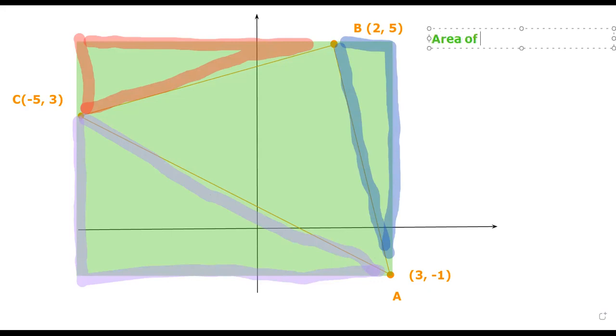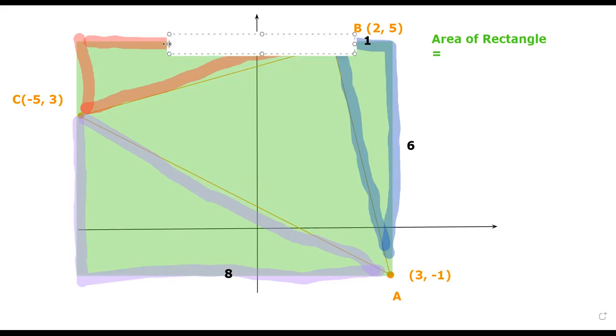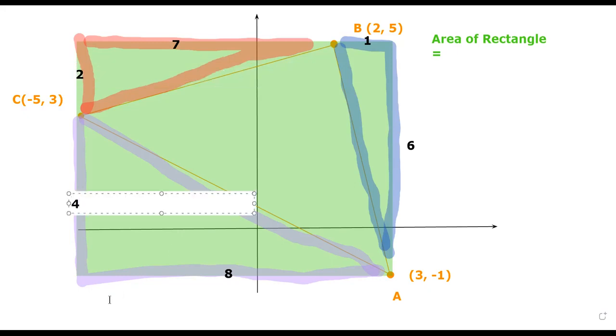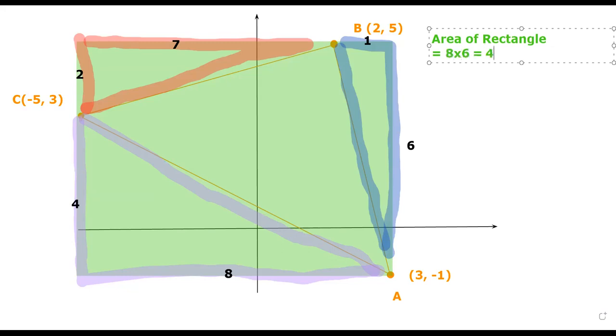So the area of the rectangle. Now, the area of a rectangle is simply its length times its width. So now let us mark down the value of length and width for each side. For our rectangle, its length goes from -5 to 3, so this length is 8. For its width, it is from -1 to 5, so the width is equal to 6. We also know that for the x coordinate of A to B, it will be equal to 1 because it is from 2 to 3. From -5 to 2, it will be 7. From 3 to 5, it will be equal to 2. And finally, from -1 to 3, it will be equal to 4. So by this, we can map out that the area of our rectangle equals 8 times 6, which is 48.